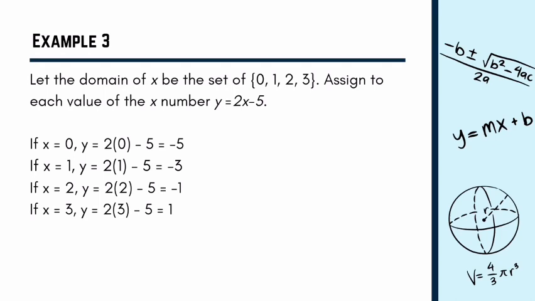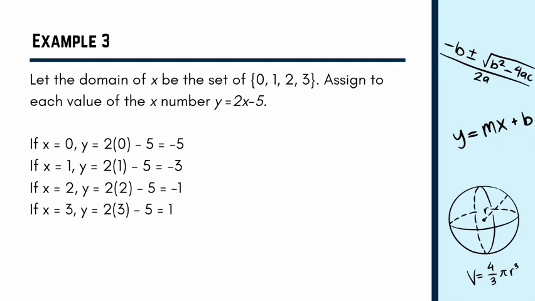Then next, if x is equal to 2, our domain or independent variable changes, so y is equal to 2 times 2 minus 5, which is equal to negative 1. Then if x is equal to 3, then y is equal to 2 times 3 minus 5, and the dependent variable is equal to 1.